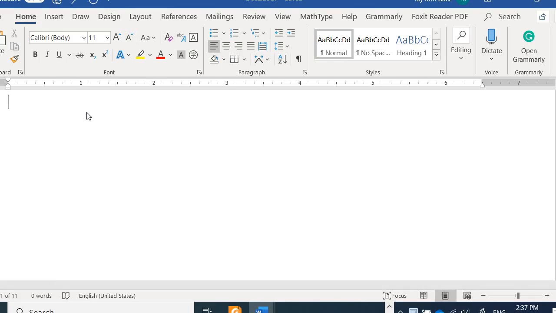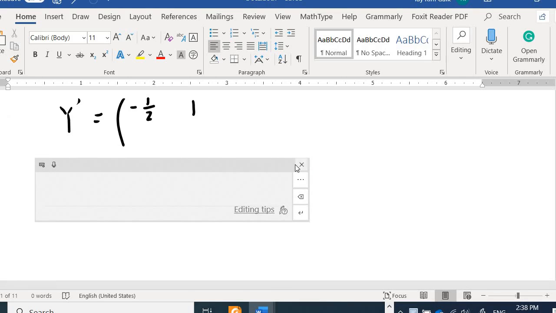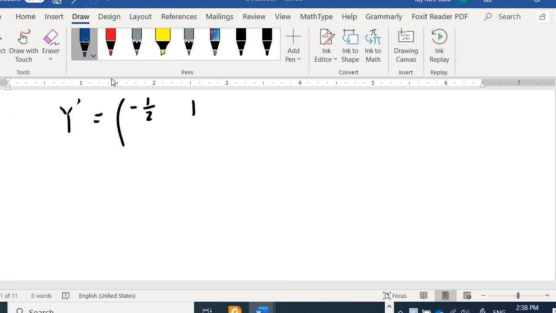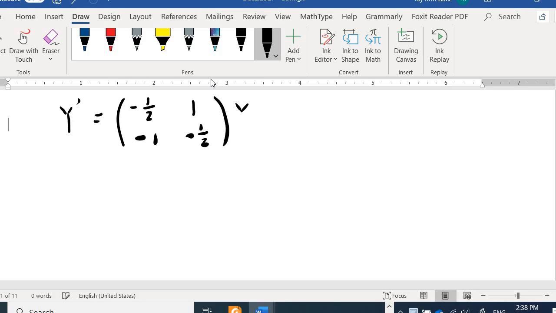Okay, I repeat one more time. We want to solve the homogeneous system. In this case, you have the complex eigenvalue. The matrix has entries negative 1, negative half... This is a system y prime equals Ay.